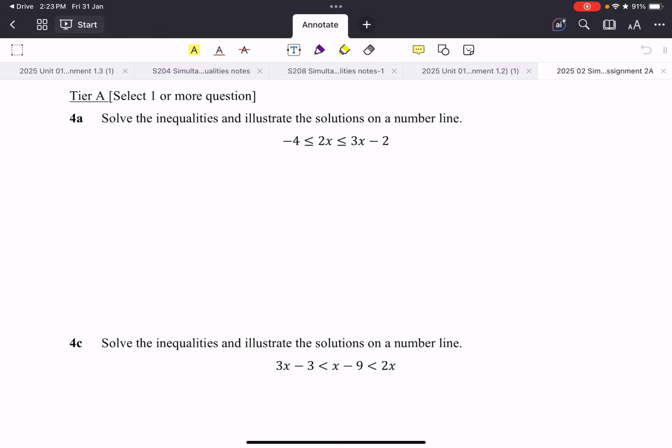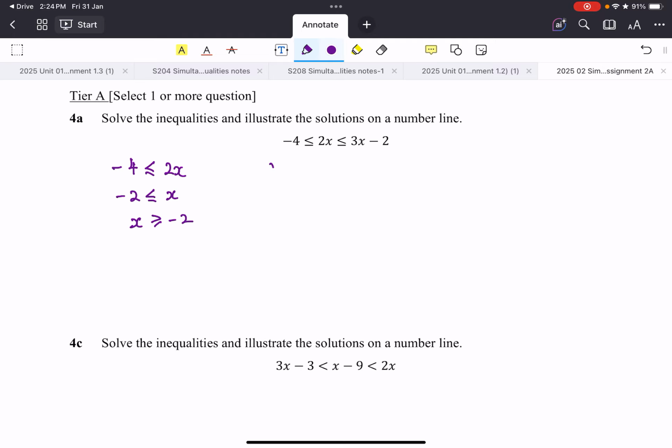So let's begin. Here we have the first question: solve the inequality and illustrate the solutions on the number line. Since it's a simultaneous inequality, we're going to break it into two separate parts and solve them separately. The first portion: negative 4 is less than or equal to 2x, so negative 2 is less than or equal to x. We could also say x is greater than or equal to negative 2. They mean the same thing.